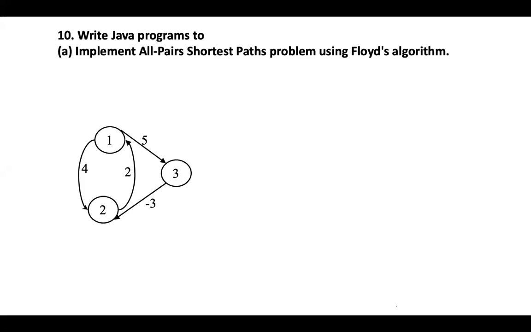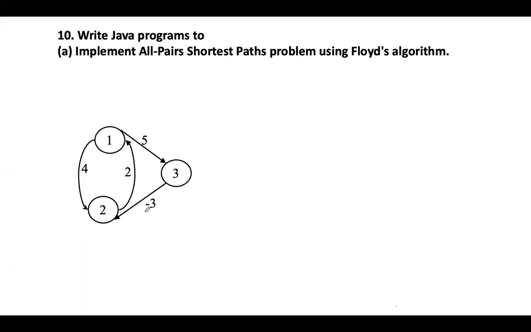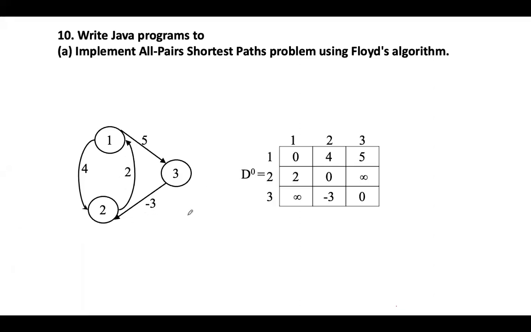Only three vertices are there. Very simple graph. So let's find out the shortest distance between each and every vertex. In this graph, its equivalent adjacency matrix is as follows. 1 to 2 distance is 4, 1 to 3 distance is 5, 2 to 1, 2 to 3 there is no link, so infinite. Now we have to find out the shortest distance from 1 to 2 and 1 to 3, as well as from 2 to 1 and 2 to 3, 3 to 1 and 3 to 2.